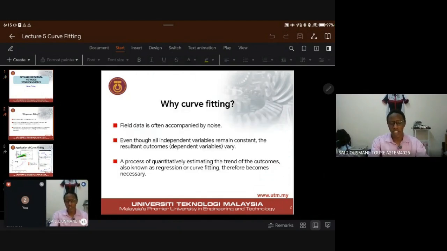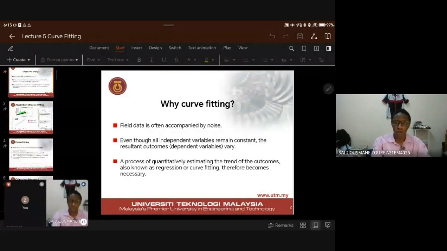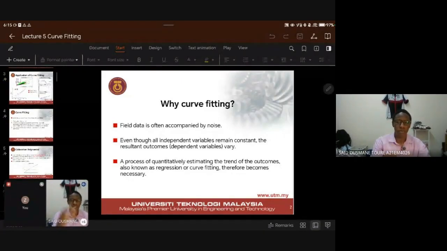So, why curve fitting? Field data is often accompanied by noise, even though all independent variables remain constant. A process of quantitatively estimating the trend of the outcome, also known as regression or curve fitting, therefore becomes necessary. The goal of curve fitting is for you to understand the process and to be able to predict whatever happens next. We talked before about control engineering, being able to control the curve and understand it.